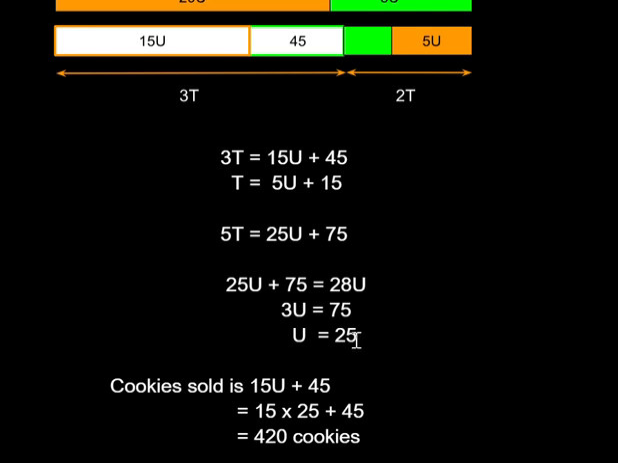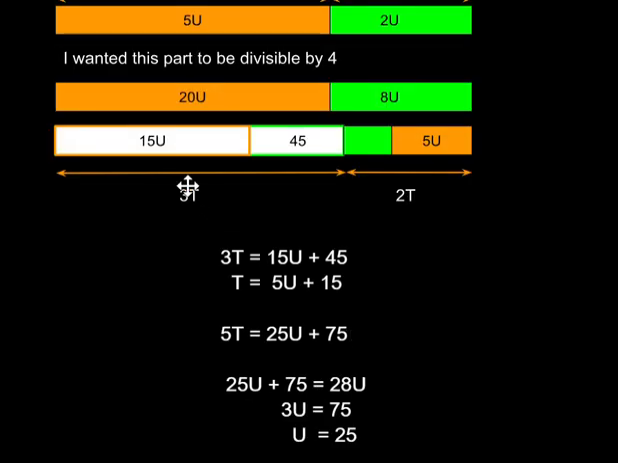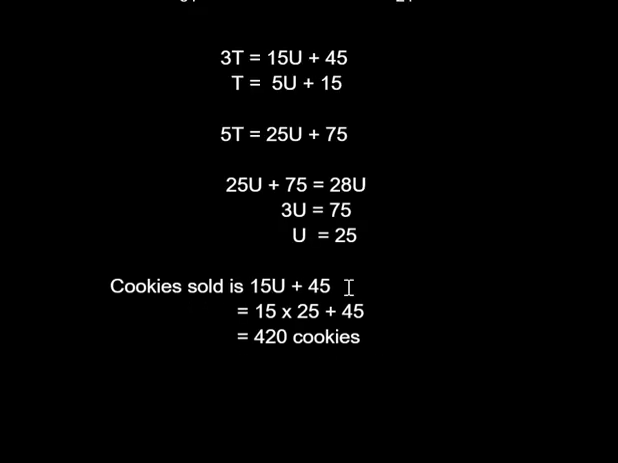Okay. So how many cookies did she sell? Okay, she sold 15u plus 45. So 15u, with u being 25, times 15 plus 45. So the total is 420 cookies.